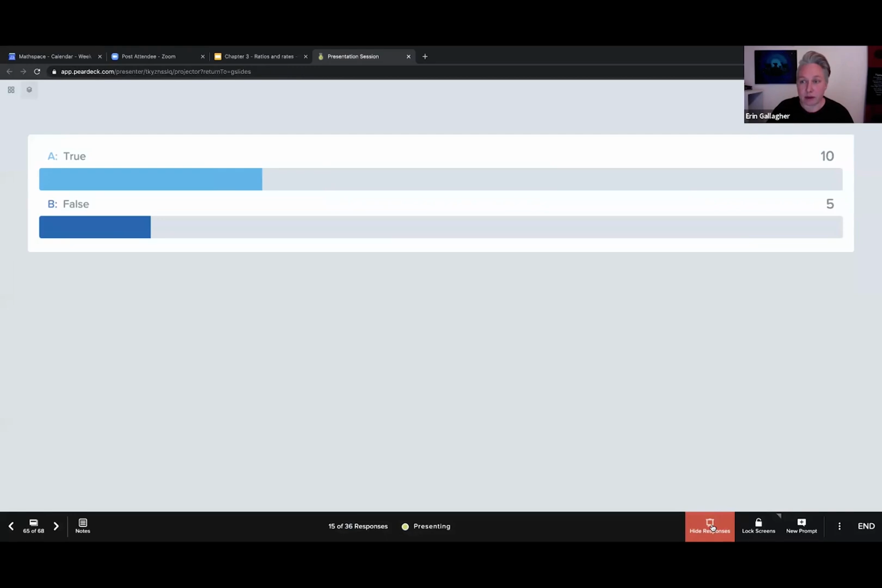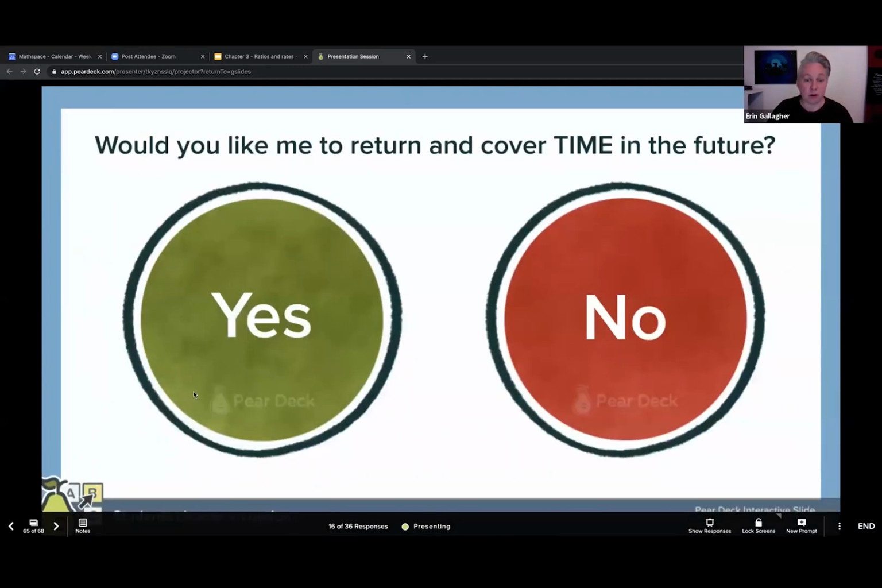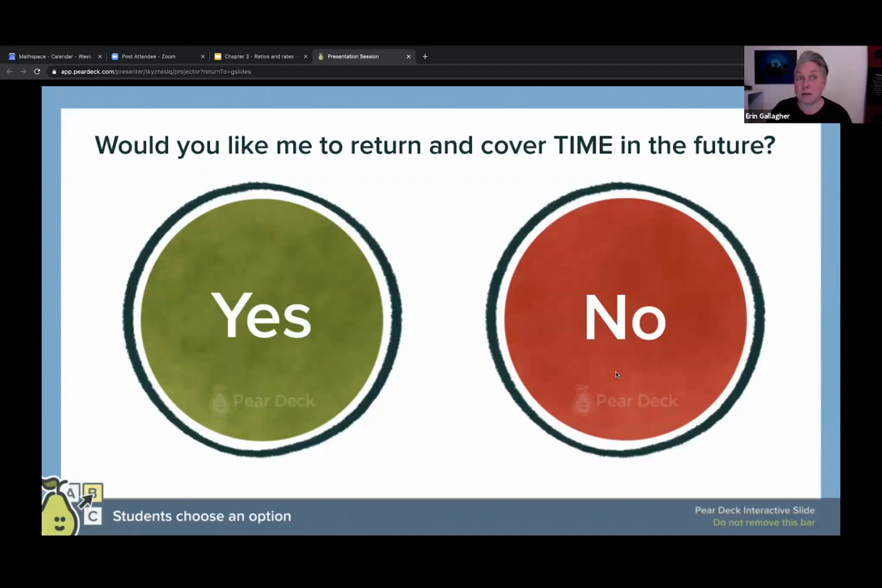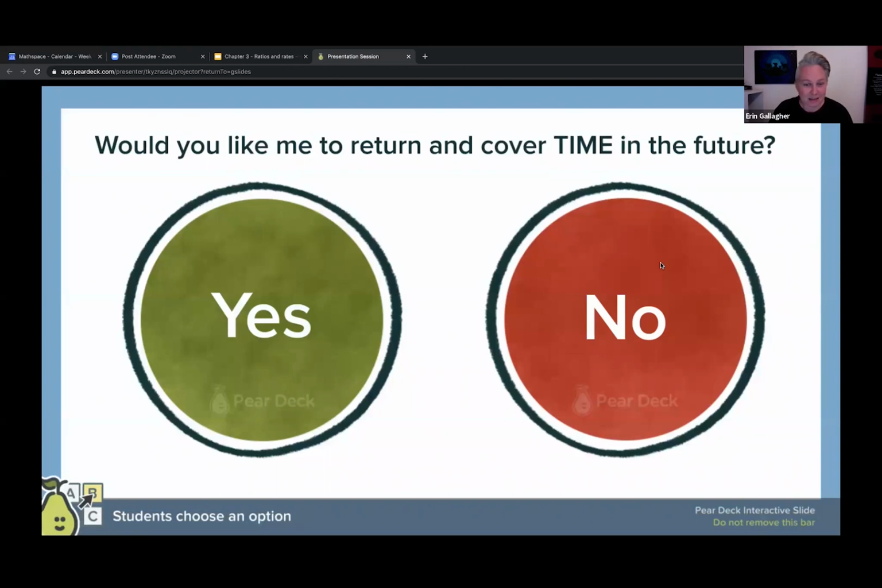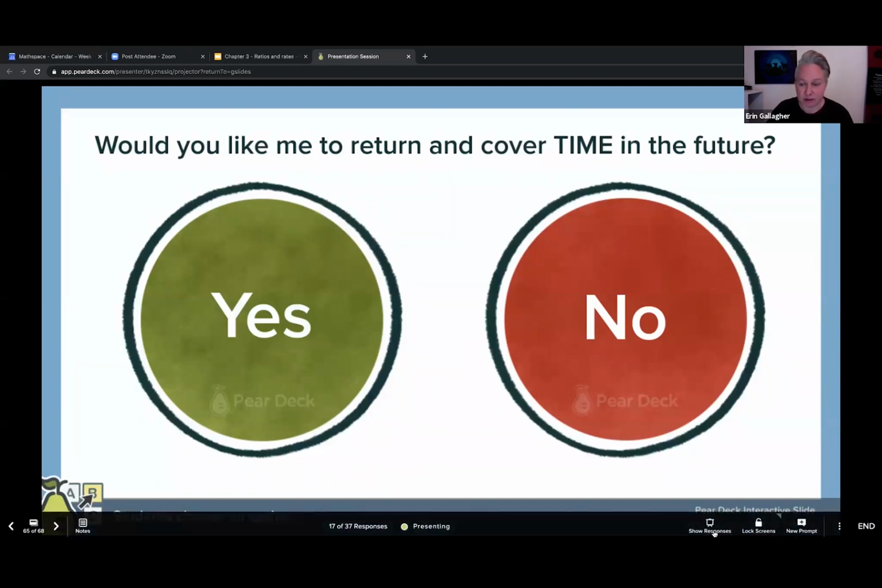I'll let that keep going for a bit. So remember that it was yes or no, so true or false. Do you want me to cover time in the future? Things like comparing time zones. If it's 11 a.m. here, what time is it in New York? When can you call your grandmother who lives in Ireland? All those sorts of things. So just let me know if you'd like to see that in the future.